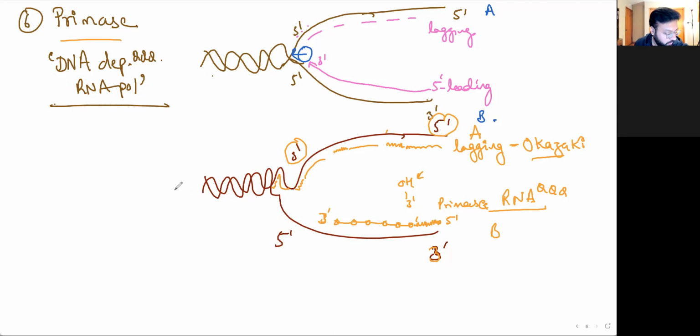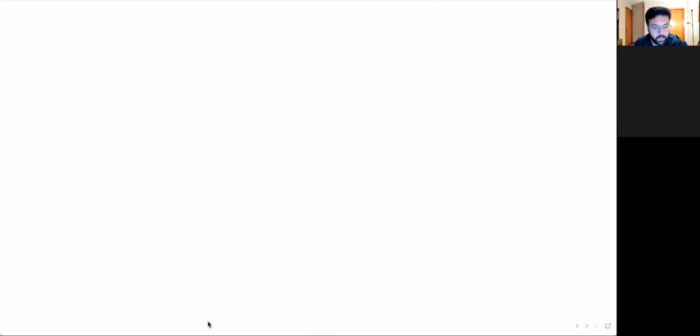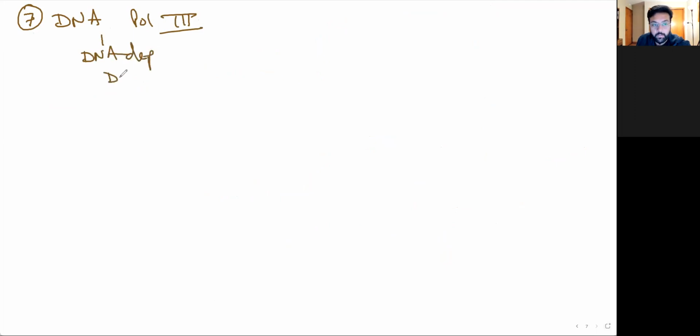That's the function of your primer, which is also called DNA dependent RNA polymerase. Now, since we have met the requirements of DNA polymerase, we are now doing the elongation with the help of DNA polymerase 3. Remember, this is DNA dependent DNA polymerase. It is going to read the DNA and make another DNA.